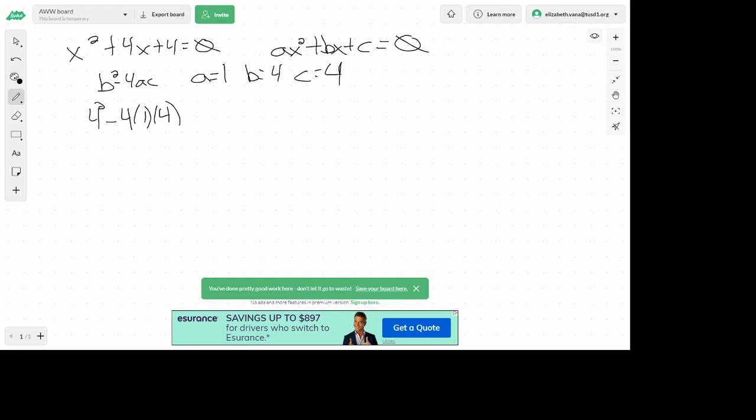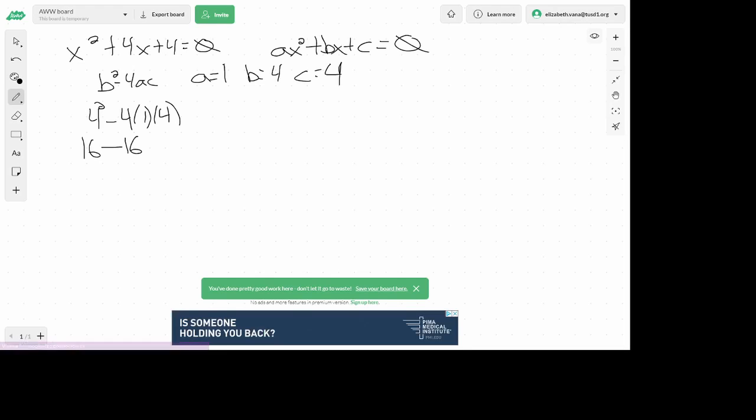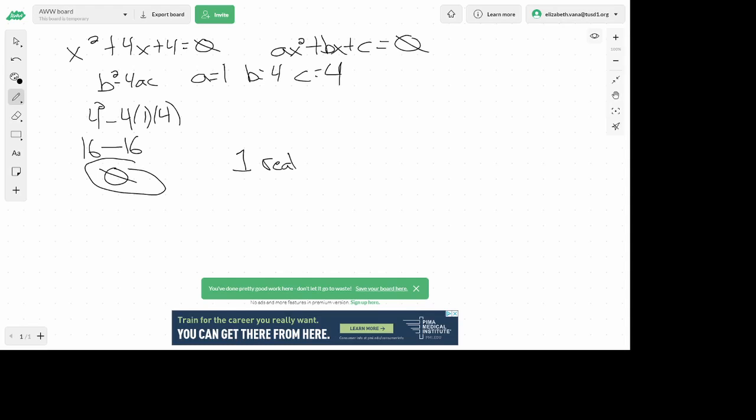All right, simplify that down. I have 4 squared, that's 16, minus 4 times 1 is 4. 4 times 4 is 16. 16 minus 16 is 0. So now we know that the b squared minus 4ac is equal to 0. So if we think back, when the discriminant is equal to 0, there is one real solution.